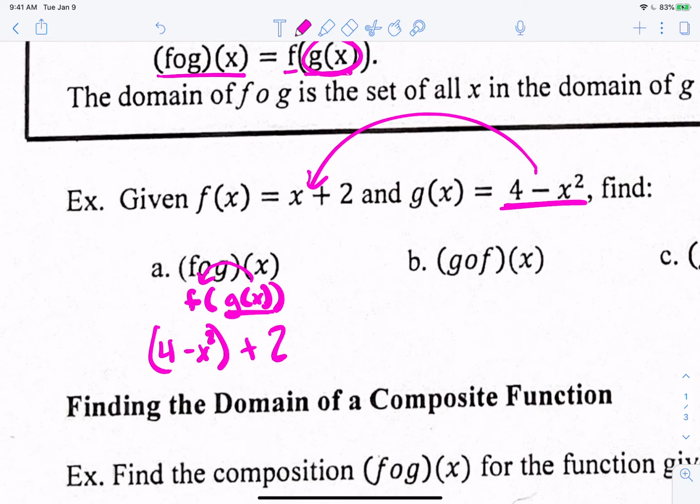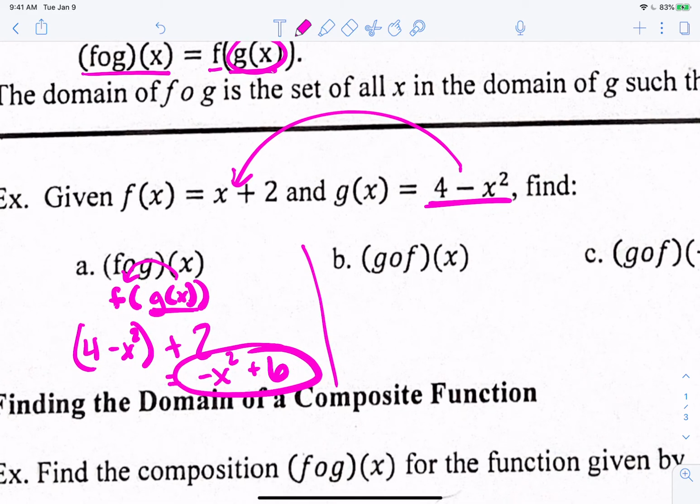Okay, so now I want to do this. 4 minus x squared plus 2, anything I can do to simplify? Yeah, the 4 and the 2 can go together. They're like terms. But let's put them in order. So negative x squared should come first, and then 4 plus 2, this would be plus 6. That's what it will look like if I put it in order. Okay, now this one's a little bit more unpleasant, but that's okay.